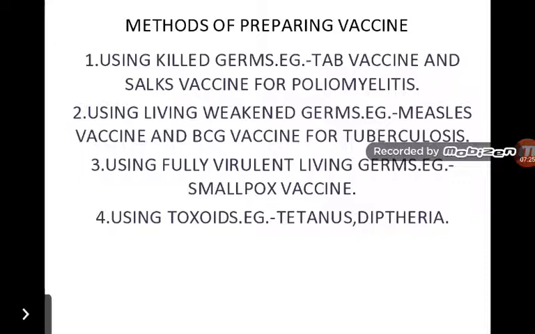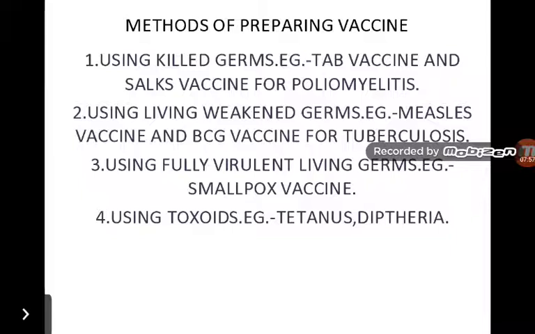Using fully virulent living germs. Virulent means living, and which has the power of causing disease. Example, the vaccine for smallpox. In this vaccination, a person is inoculated with cowpox virus, which is very similar to smallpox virus. Now, the concept behind this is, in 1749, a person called Louis Pasteur experimented this. He saw that milkmaids, once they got cowpox, they didn't get smallpox.